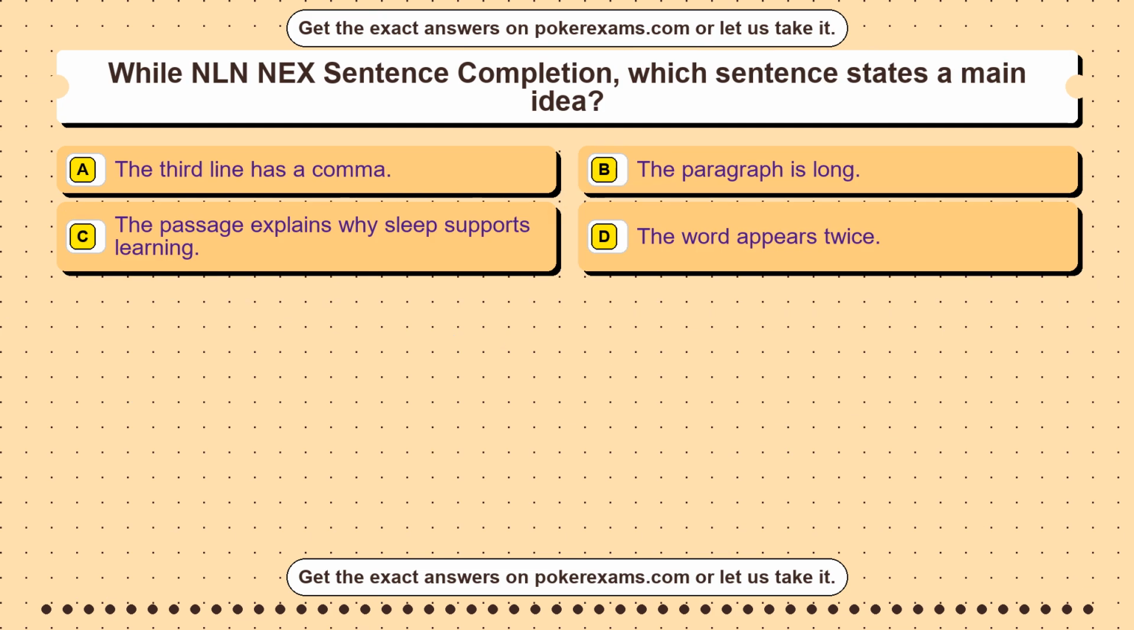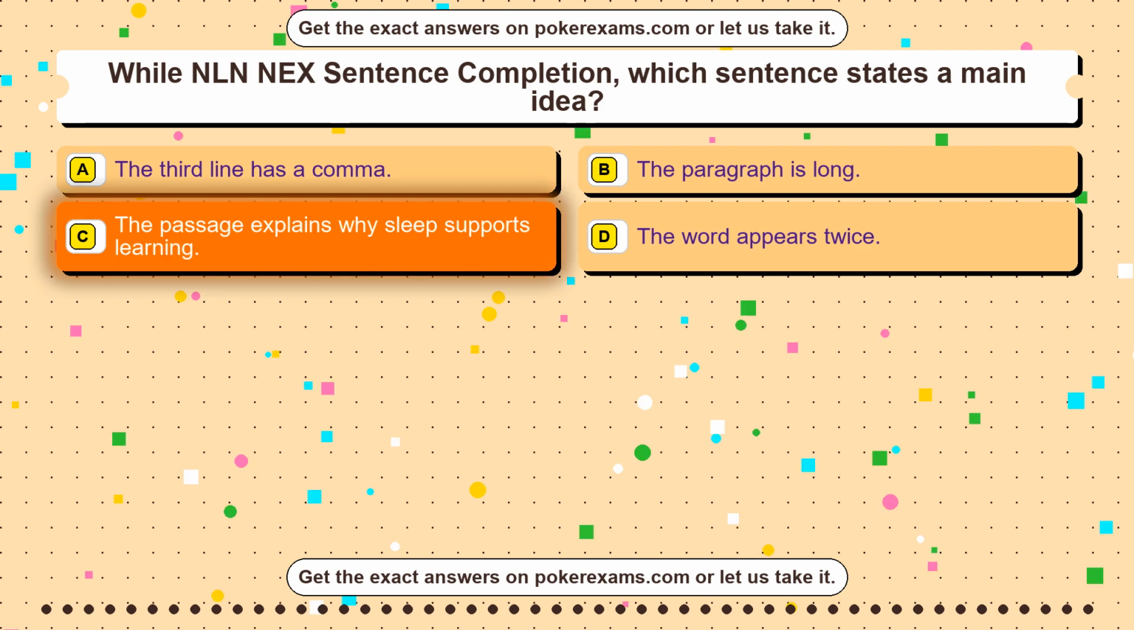Question 7. While GED Science Review, which amendment protects freedom of speech? Option A, 5th Amendment. Option B, 10th Amendment. Option C, First Amendment. Option D, Second Amendment. The correct answer is option C.